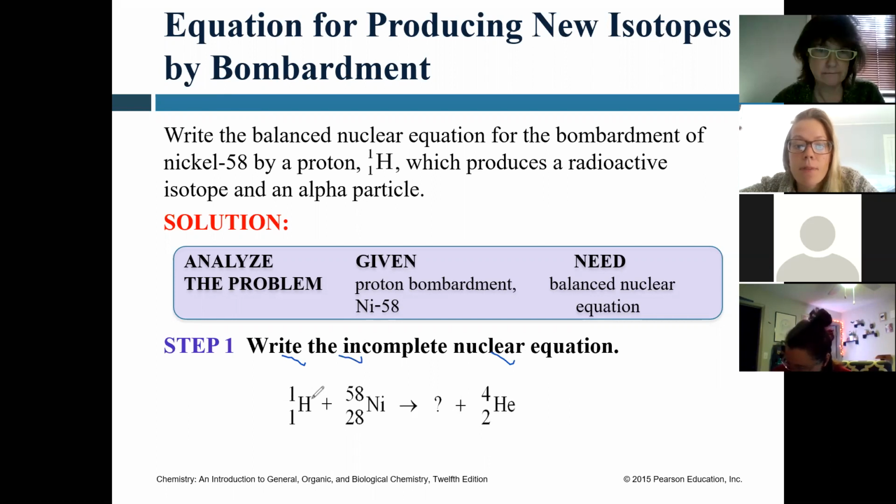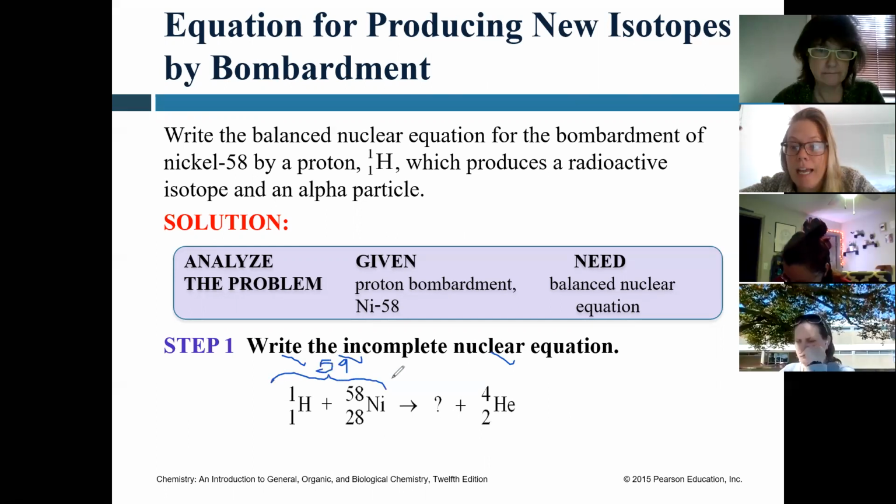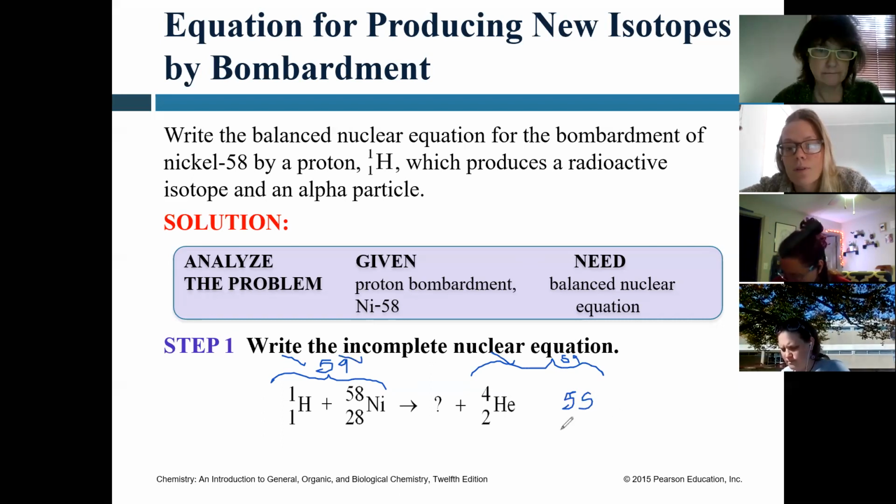Well, remember the top things need to equal each other. So in this case, it's 58 plus the 1. So this whole side has a value of 59. If that's 59, the other side also needs to equal 59. 4 of it is being occupied by the alpha, so that means that there is 55 for our mysterious isotope.